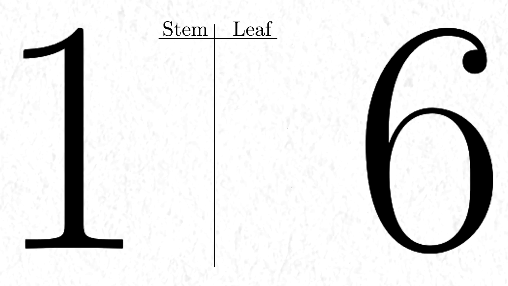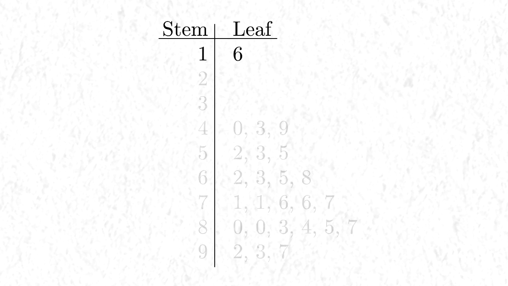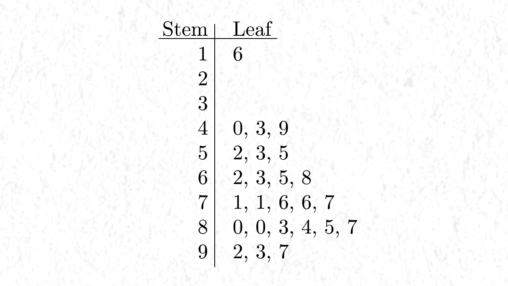Another way to show all the data is the stem and leaf diagram. We take a data point and split it into two pieces, the stem and the leaf. The first digit goes here, and the rest of the number goes here. This gives us a compact way of showing all the data points in our experiment.